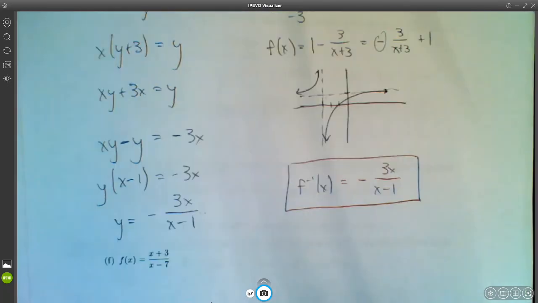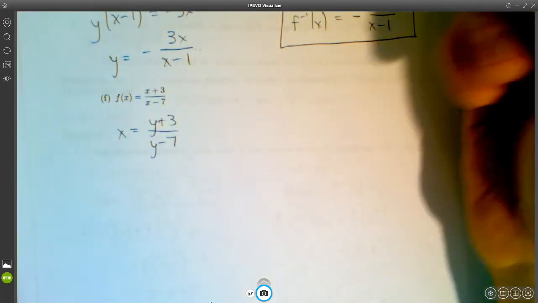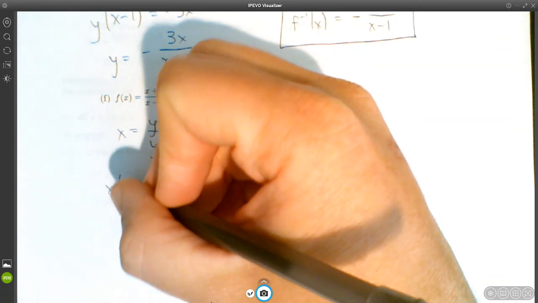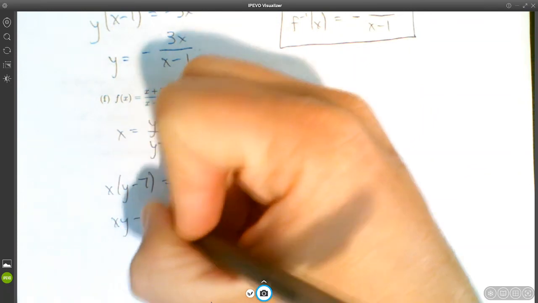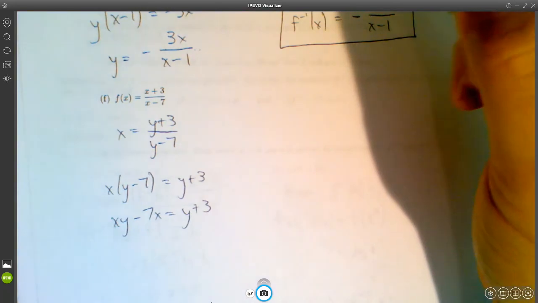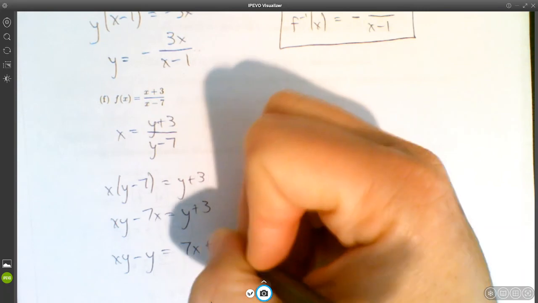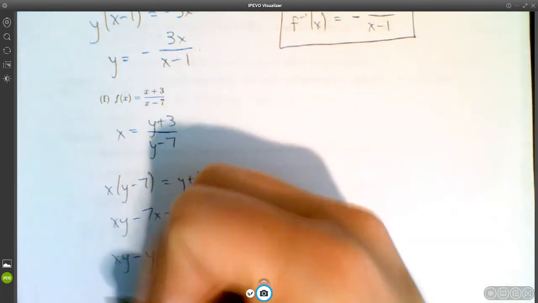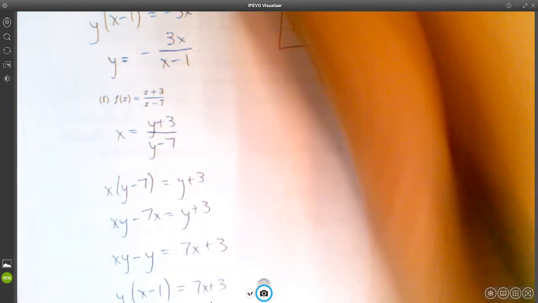Okay, let's do another one kind of like that. This will be our last example. So again, we're going to switch x and y, and then solve for y. So I'm going to clear the fraction. And I'm going to get my y's together and my non-y's together. Then I can factor out a y, and then divide through by x minus 1.